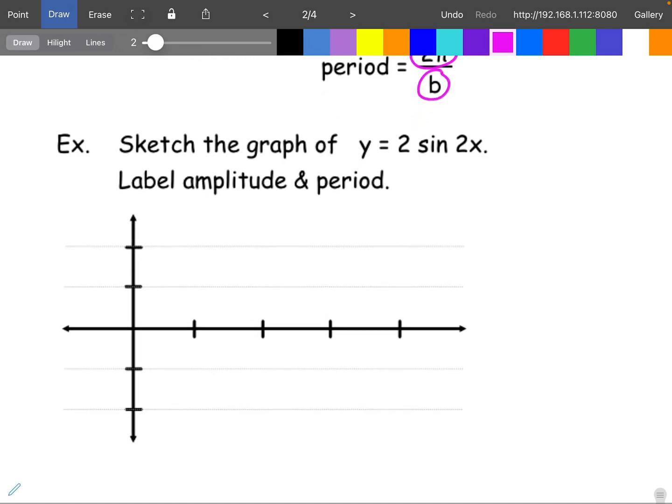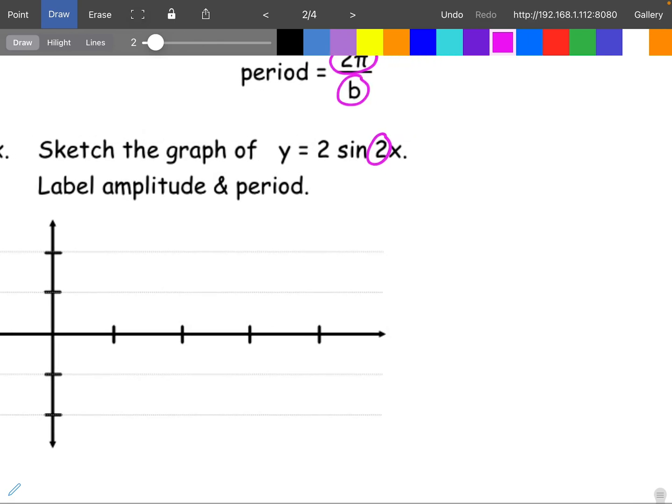So if we take a look at this function, it's a sine function, which means starting at 0, not 1. And we're going to sketch it when it has an amplitude of 2. That's great. That means it's going to go up to 2, down to negative 2. No big deal. But this 2 in front of the x tells me that my period is no longer 2 pi. So to get my period, I'm going to do 2 pi, because that's the normal period, divided by this 2 right here, and that's going to give me pi. 2 pi divided by 2 is pi.